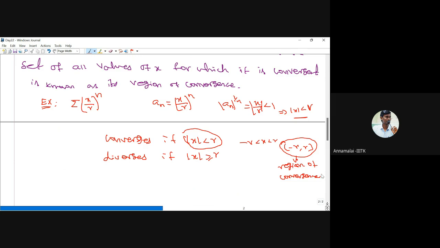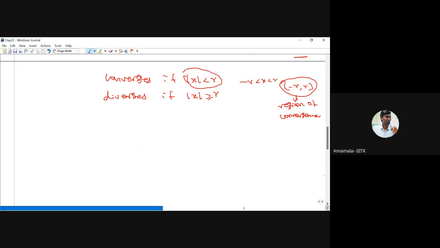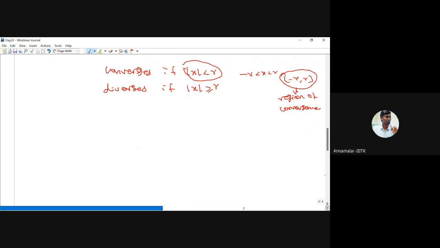Now we define what is the radius of convergence of the series. So the given series does not converge everywhere or nowhere. That means it converges at some points and diverges at some other points. Then we define the radius of convergence.